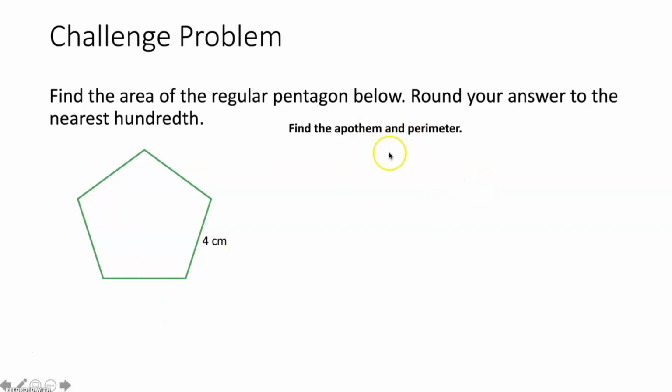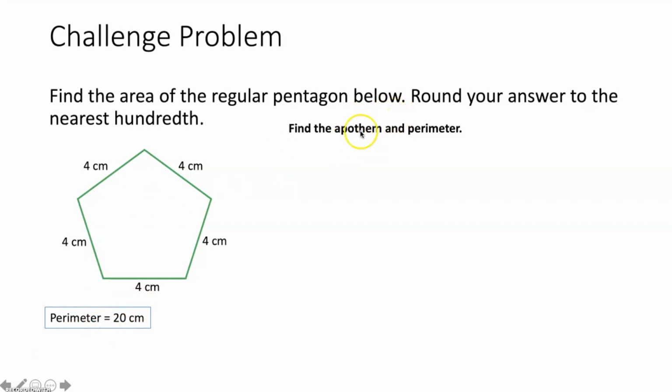Is there either one that we can just find right now? Well, since we know this is a regular pentagon, we know all sides and angles must be congruent. So if the measure of this side length is 4 centimeters, the measure of each side length here should be 4 centimeters, meaning we can find the perimeter of this regular pentagon right now. It's just 4 centimeters times 5, which would be 20 centimeters. Sweet. Now all we have to do is find the apothem in order to find the area here.